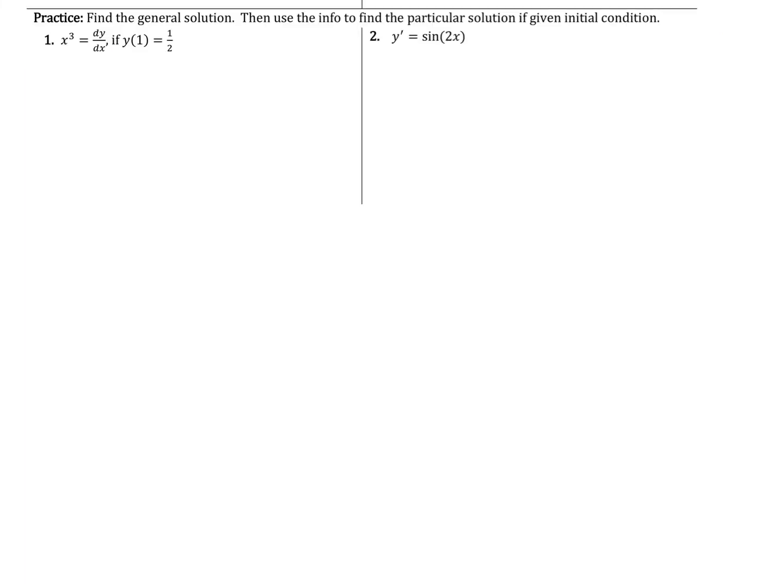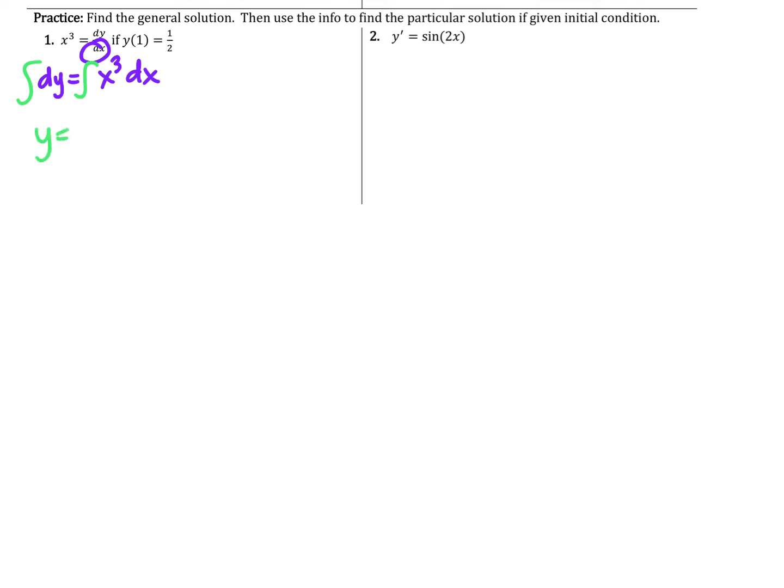Okay, so find the general solution, and then if you're given enough information, find the particular solution. So we already have dy dx here on number 1, so I'm going to go ahead and separate the variables. I like my dy to be on the left, so dy is equal to x to the third dx if I just multiply both sides by dx. Then I'm going to integrate both sides with respect to the dy or dx on their side.